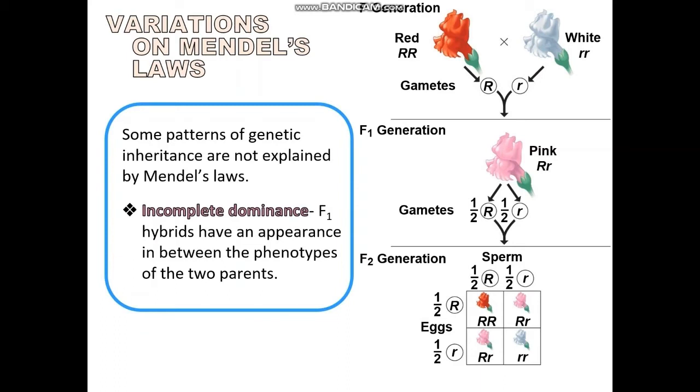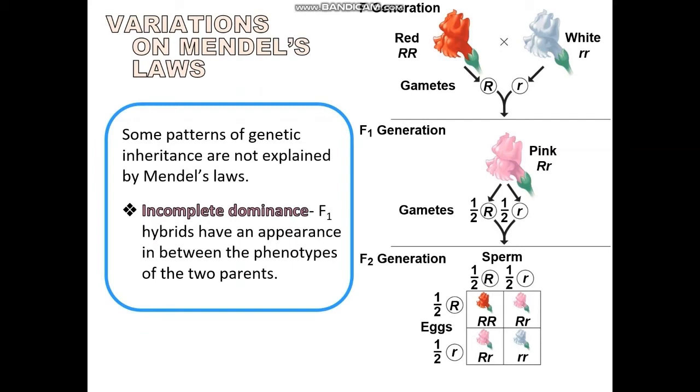We refer to this as incomplete dominance. This is where the hybrids have an appearance which is halfway in between the phenotypes of the two parents. So red plus white gets you pink. Another example might be someone with straight hair and someone with curly hair. They have kids. Their child has wavy hair. The wavy hair is about halfway in between the phenotypes of curly and straight hair.